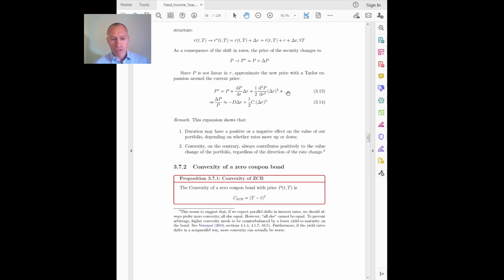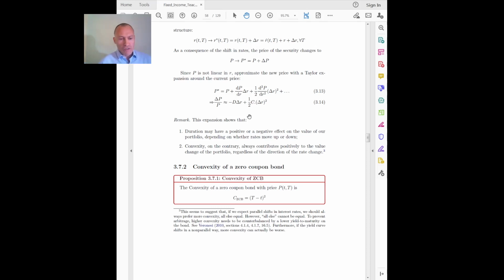If we ignore these higher order terms, we can say that the proportional price change is approximately equal to this expression. Up to here, this is what we have used before, which is just the duration concept, the first order term. What we are saying now is that we can do a better approximation by including the second order term, the second derivative. And as we just defined, the second derivative divided by the price is going to be called convexity.